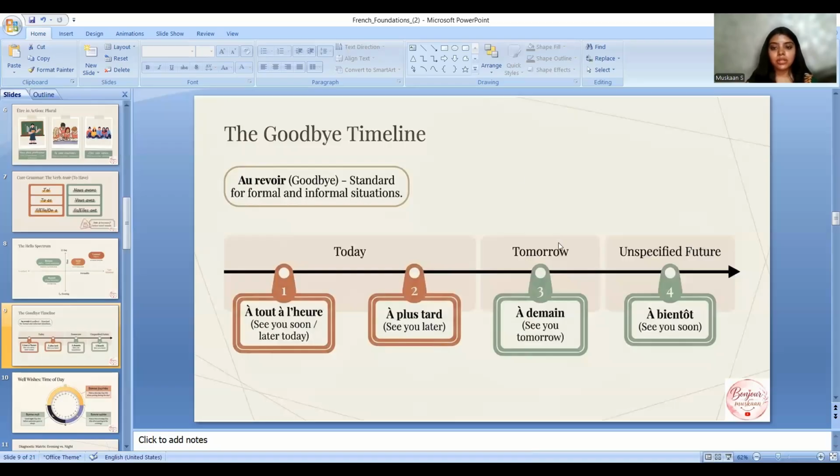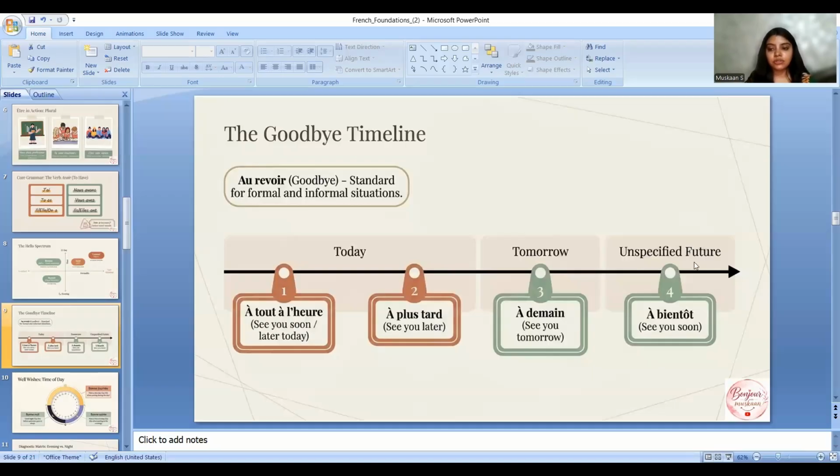Now for tomorrow, it means à demain. À demain means see you tomorrow. Demain means tomorrow. Then à will be added, so it will be see you tomorrow. Demain we have already done in the lesson on months and weeks, when we covered how to say today, yesterday, and tomorrow. So I think you remember that. Demain means tomorrow, so there will be à demain, which is see you tomorrow.